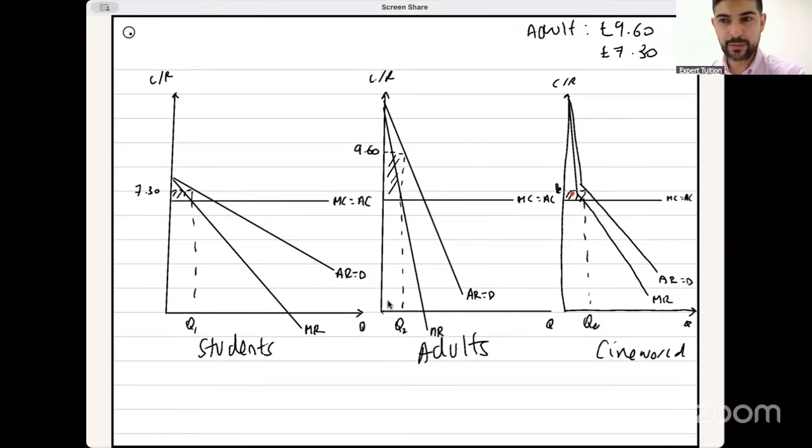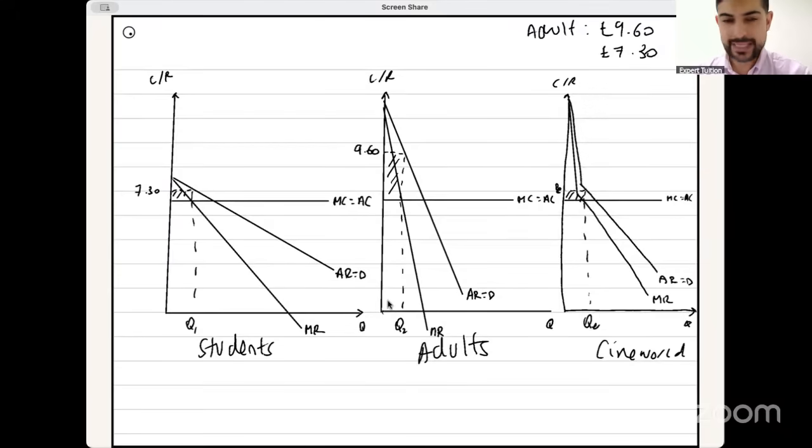Clearly, that is less than how much profit they generate by separating the market into sub-markets and extracting as much revenue as they possibly can from each of the sub-markets, yeah? So by charging students a lower price, they're going to get a more than proportionate increase in demand and therefore higher revenue. By charging adults a higher price, it results in a less than proportionate fall in demand and therefore higher revenue. This therefore translates into higher profits for Cineworld.